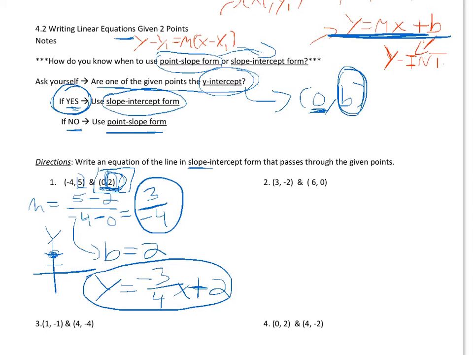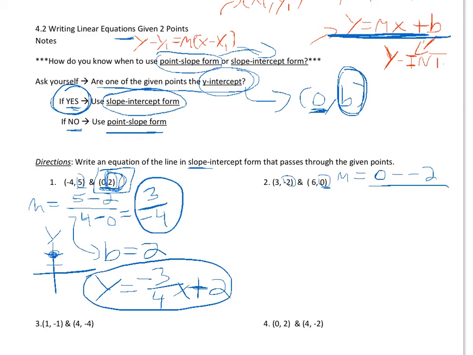Okay, let's do number 2. Let's first find the slope. I'm going to circle my y values. I have -2 and 0. Let's start with this 0 here. It doesn't matter where I start. I want to put 0 minus and then the -2.